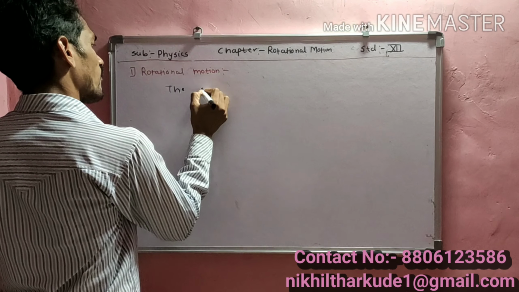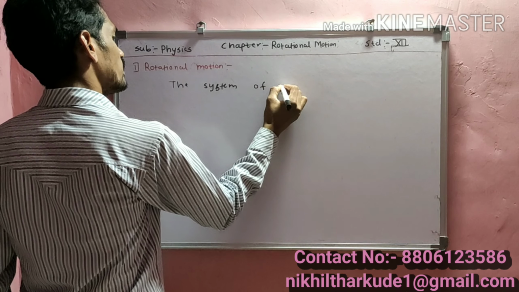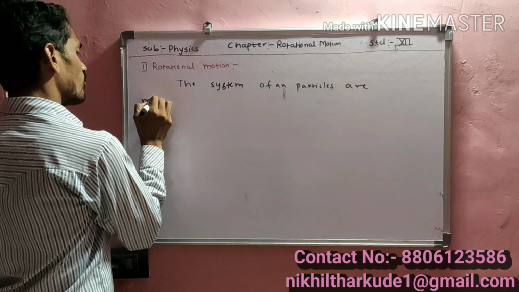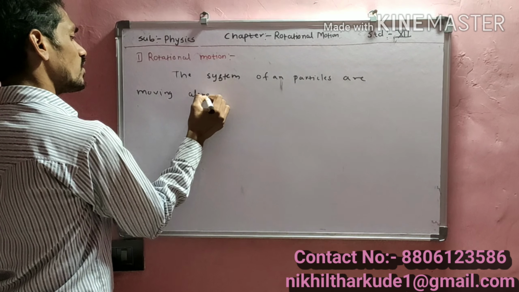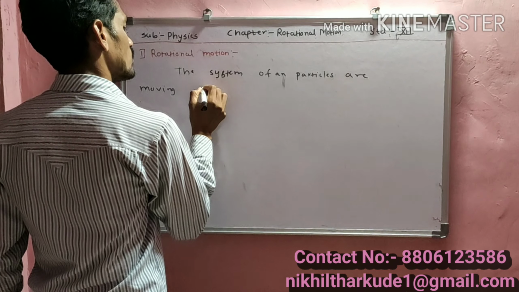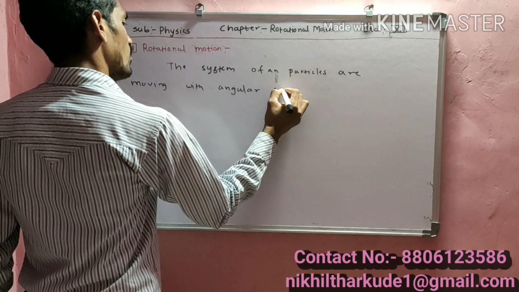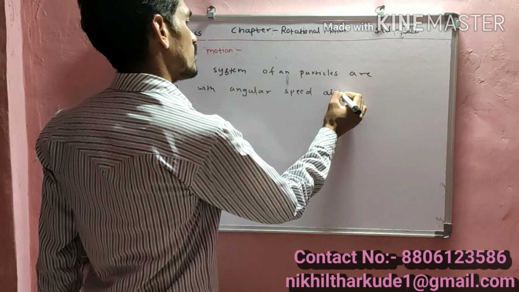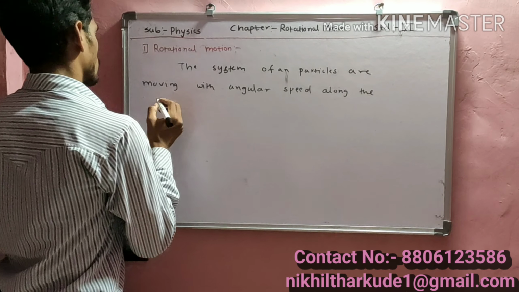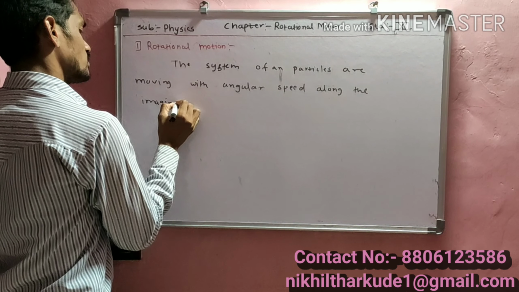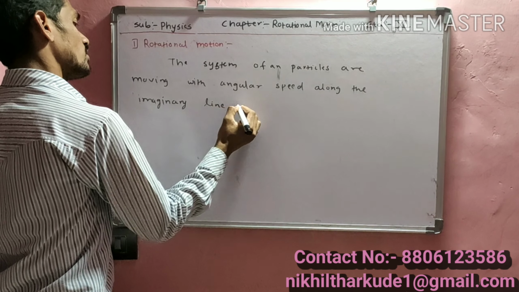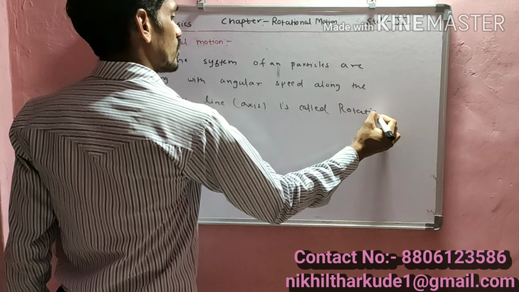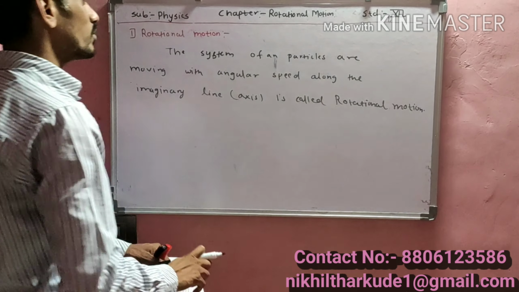What I am saying is, a system of particles moving with angular speed along an imaginary axis, line, or we call it the axis, is called a rotational motion. So one by one we are going to discuss.